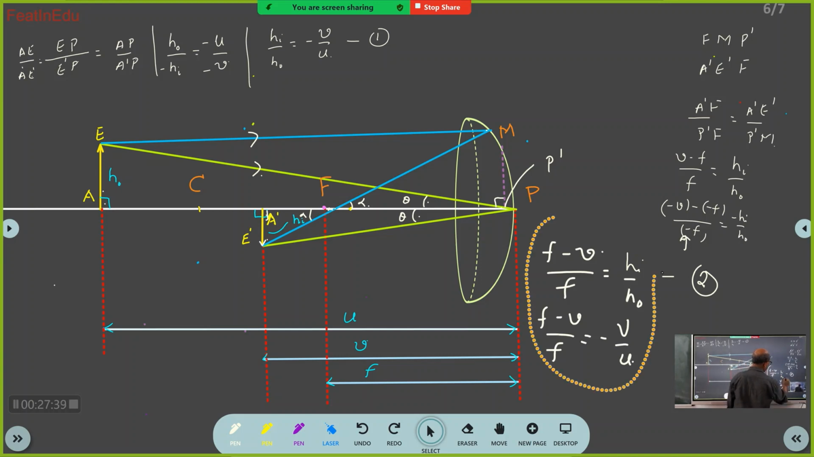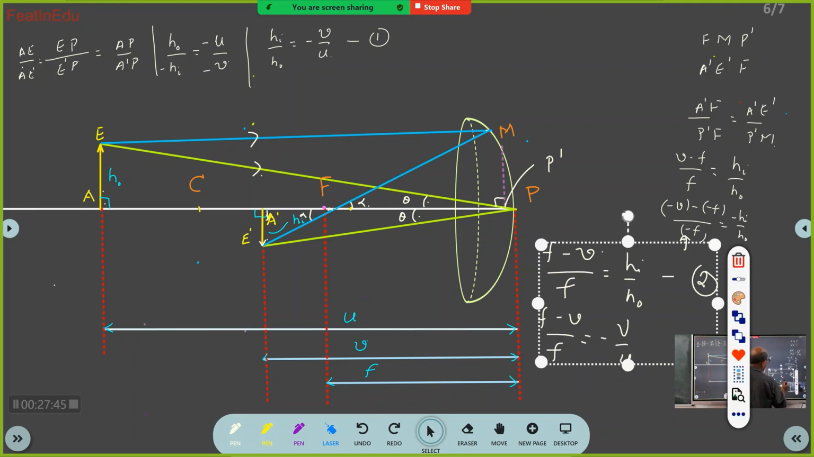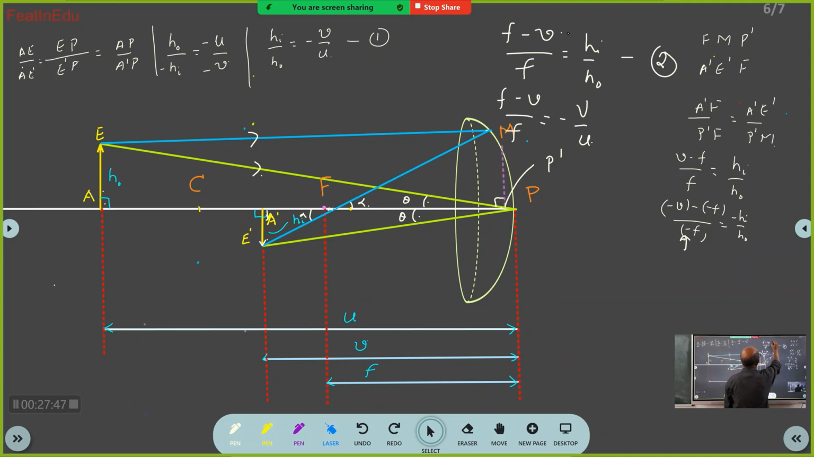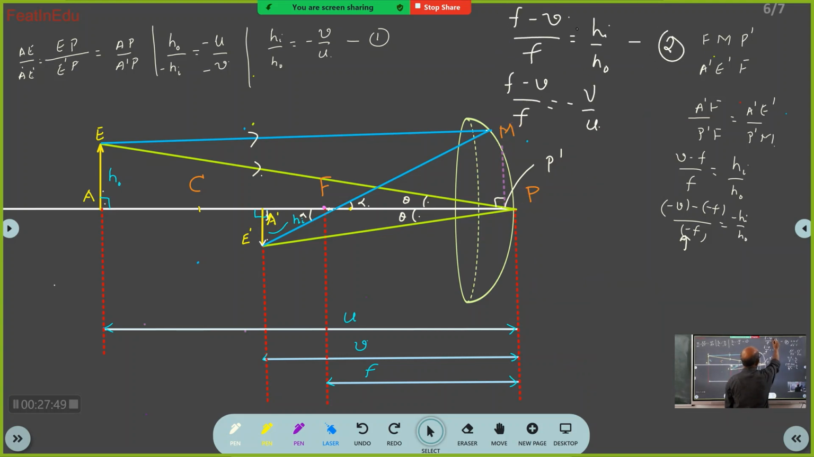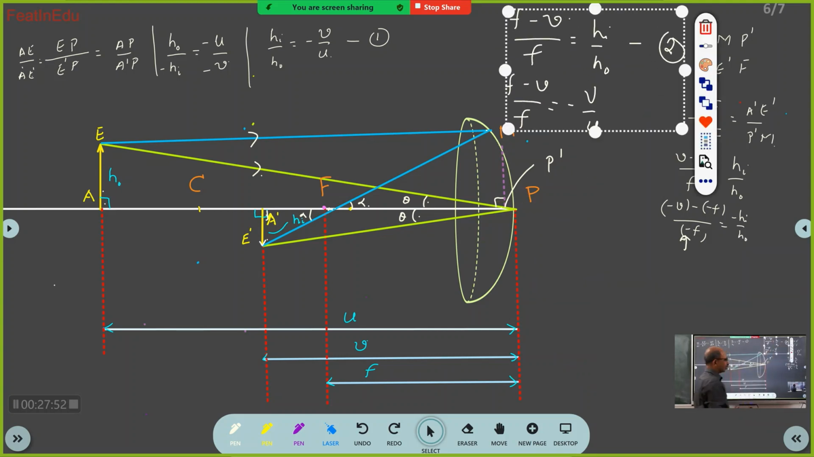Sir, I didn't understand: when the ray is not parallel to the principal axis, it is oblique but not passing through the pole.